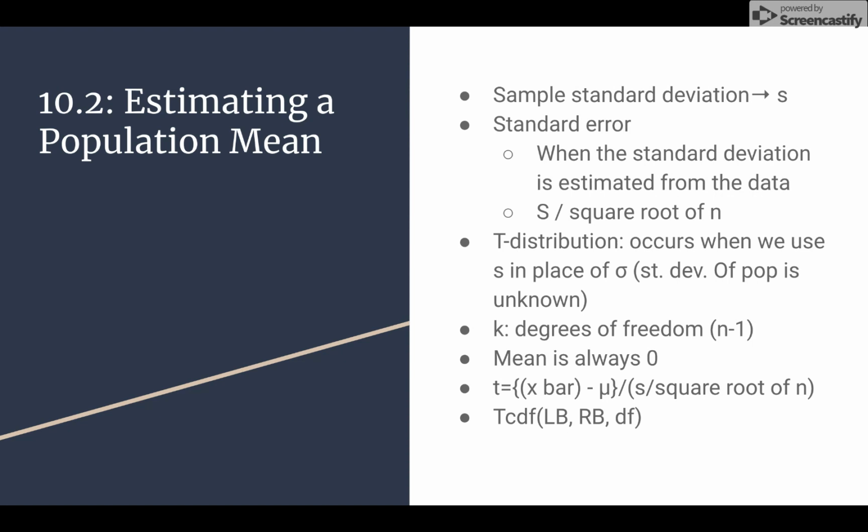The t-distribution occurs when we use s in place of sigma, when the standard deviation of the population is unknown. k is the degrees of freedom, so n minus 1 in this case. The mean is always 0. And t equals x bar minus mu divided by s over the square root of n. Then use tcdf on the calculator.